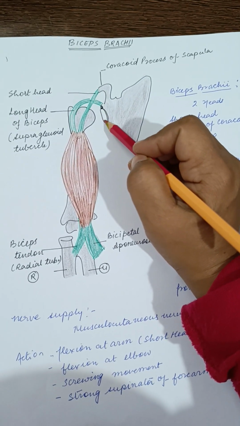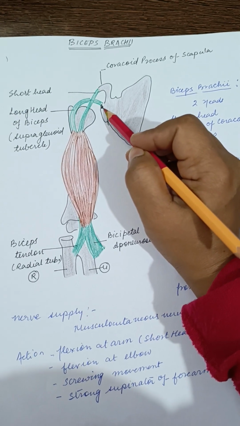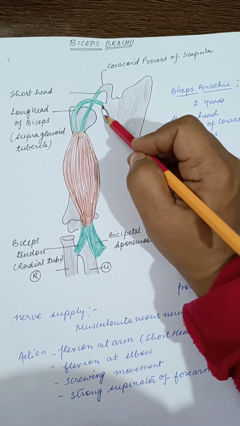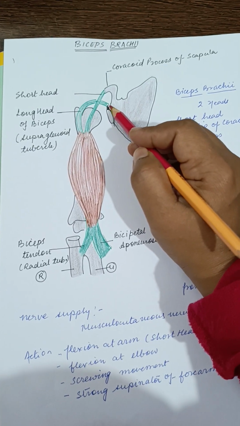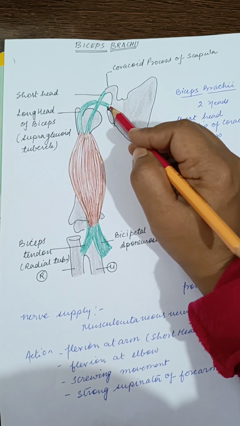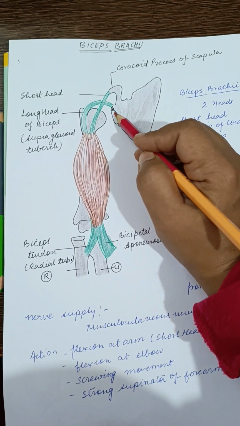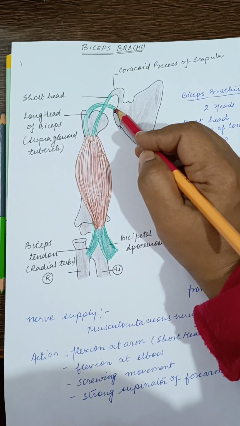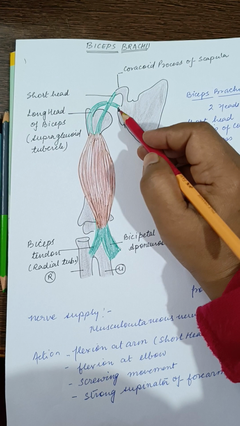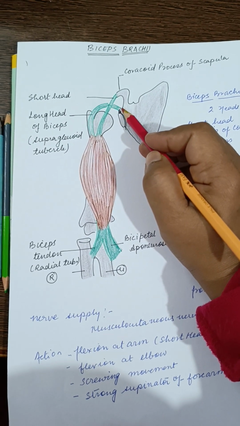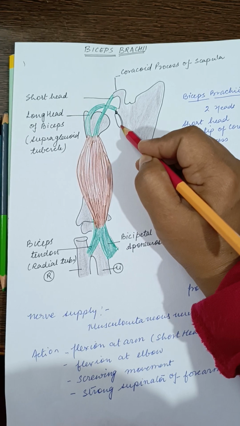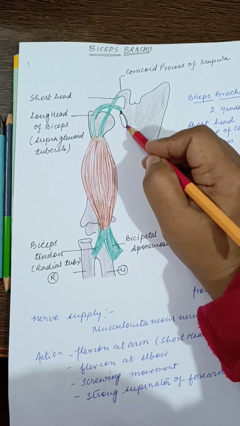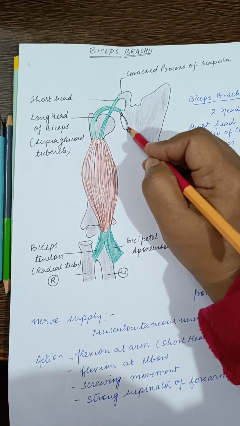Then this labrum is known as glenoid labrum. So there is one small tubercle just above the glenoid labrum, glenoid cavity, and that is known as supraglenoid tubercle. तो supraglenoid tubercle क्योंकि ये glenoid cavity के इसके लोकेशन जो है ऊपर है, इसलिए इसे हमने नाम दिया supraglenoid tubercle. दूसरा छोटा सा ट्यूबरकल जो होता है ग्लिनॉइड कैविटी के नीचे होता है, जिसे हम कहते हैं इंफ्राग्लिनॉइड ट्यूबरकल.